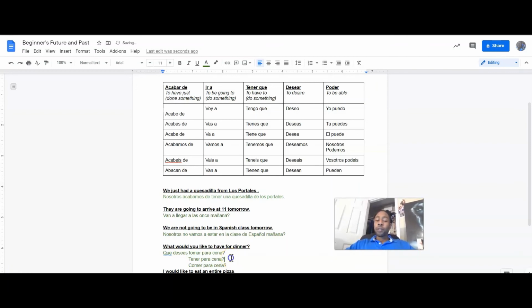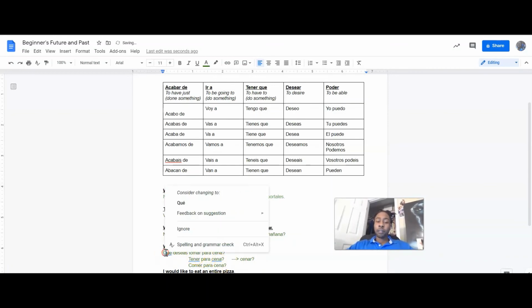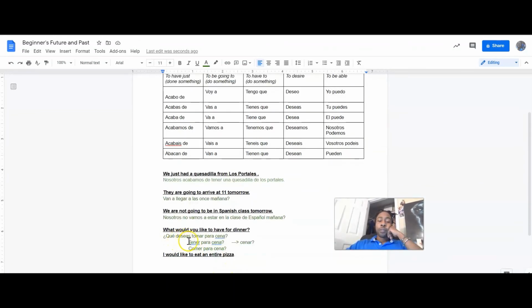You guys, I want you to know that all of these things, tomar para cena, tener para cena, or comer para cena, could be replaced with just cenar. So, ¿qué deseas cenar? What would you like to have for dinner? Let's get our interrogativo y el tilde donde debería ser. So here we're using the word desear, and we're combining it with tomar or tener or comer.